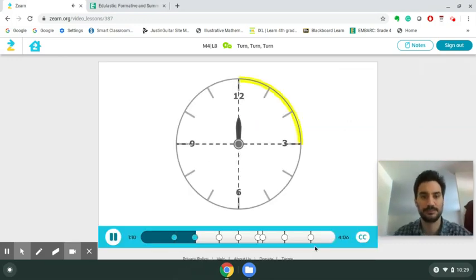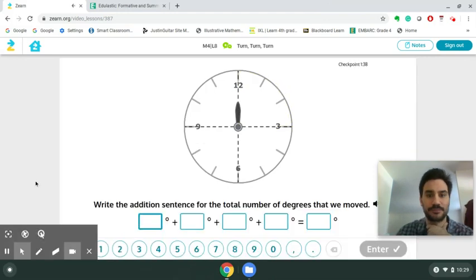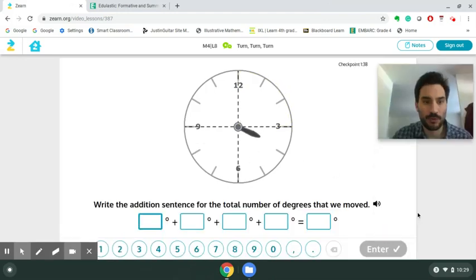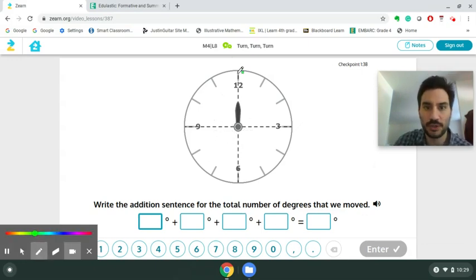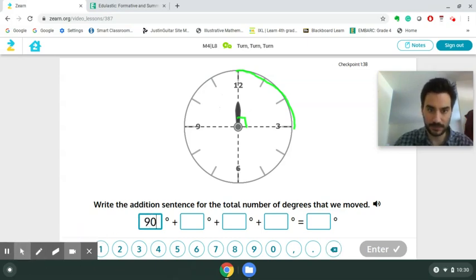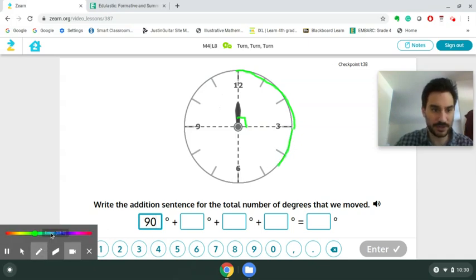So, the fraction of the circle between 12 and 3 is... Okay, my friends, write the addition sentence for the total number of degrees that we moved. So 1/4, we just saw, is 90 degrees. So let's plug that in. But we're going all the way around. So another quarter, let's do a different color. Let's do yellow. Another quarter is another 90 degrees.